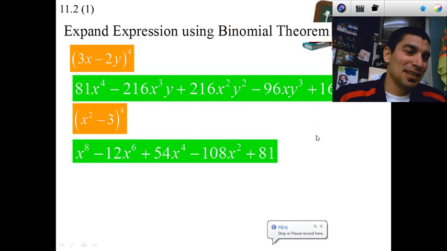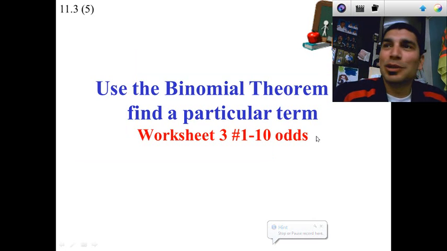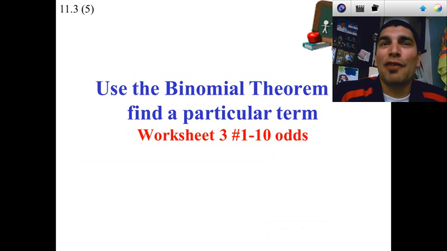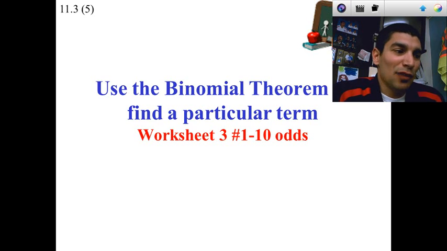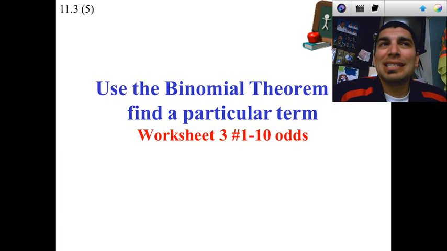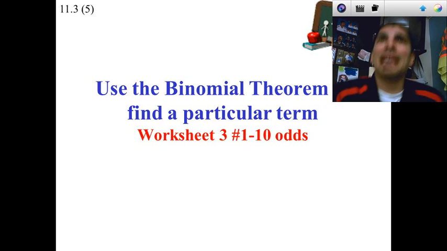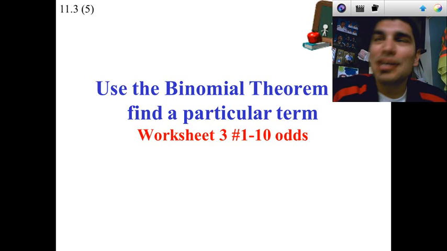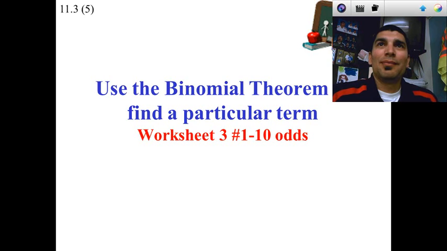Okay. So here we go. We're going to go right into section 3. Don't forget, your homework tonight is on 11.2 and 11.3. 11.2 is out of the textbook, and 11.3 is off of the worksheet. So you'll need your textbook for 11.2, but you can do worksheet 3 in class, and you should be fine. For 11.3, this is the whole reason we learned binomial expansion. The whole reason we learned that complicated way was so that we can do things on the 100th term.